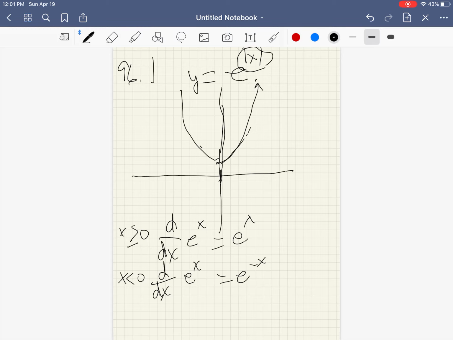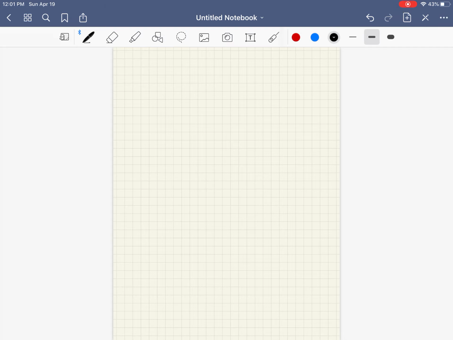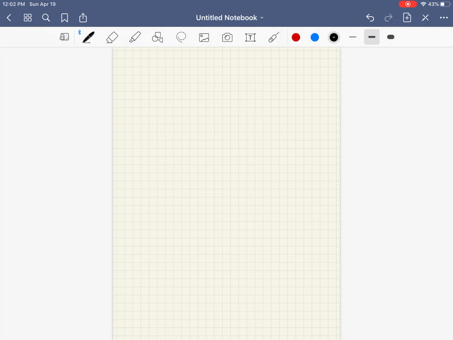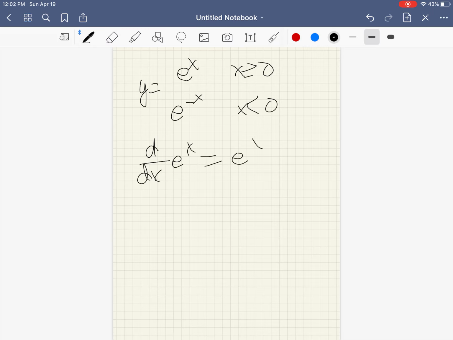So if we look at the derivative of this absolute value function, we would break it up into 2 pieces. So y would be equal to e to the x when x is greater than or equal to 0, and e to the negative x when x is less than 0. So then the derivative when x is greater than or equal to 0 is just e to the x. But the derivative of e to the negative x would be minus e to the minus x.